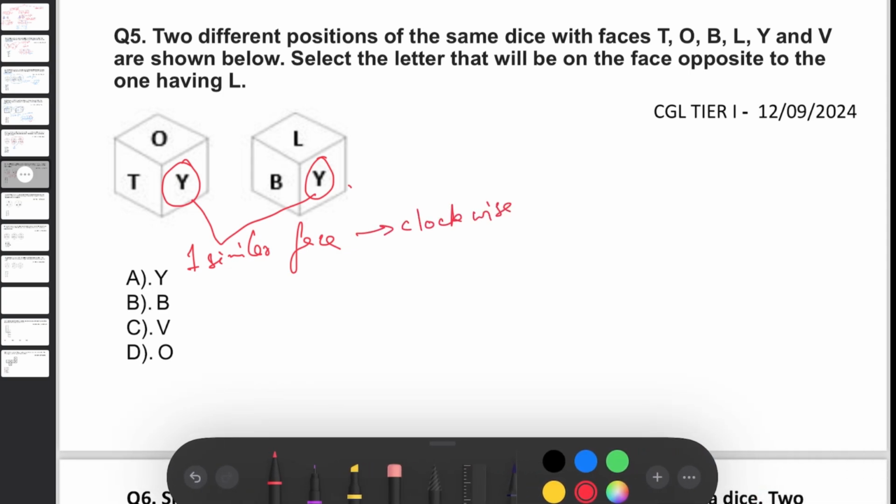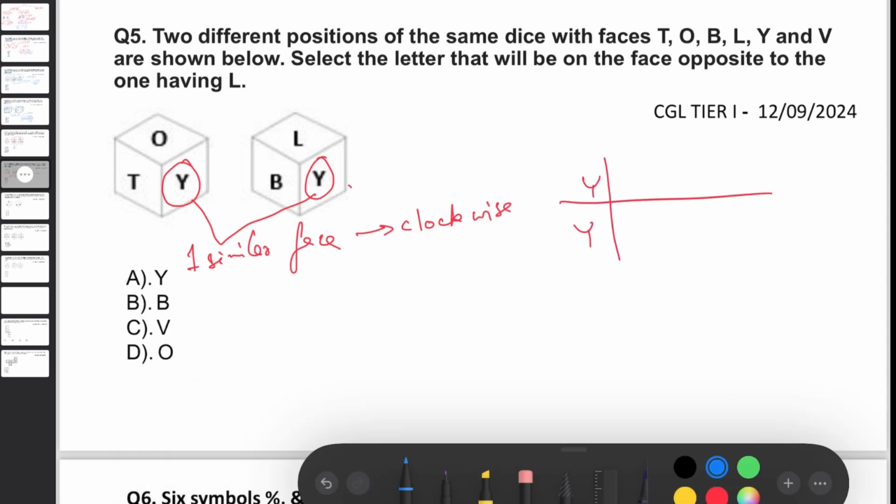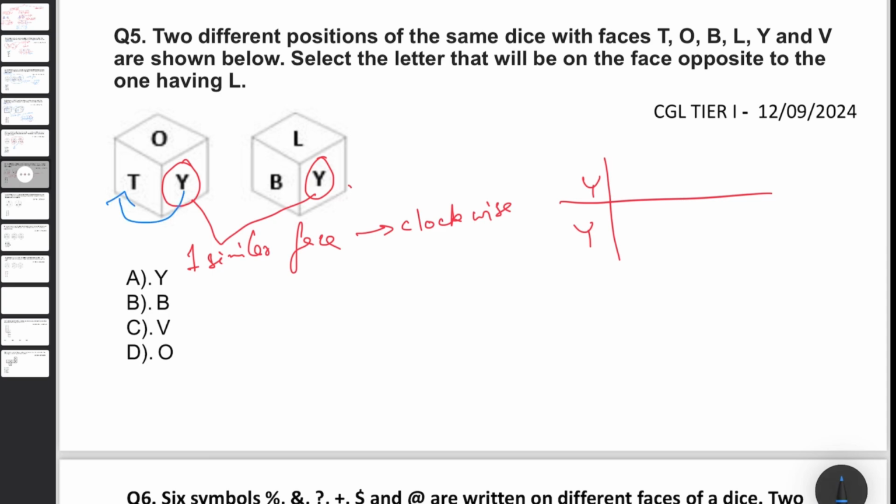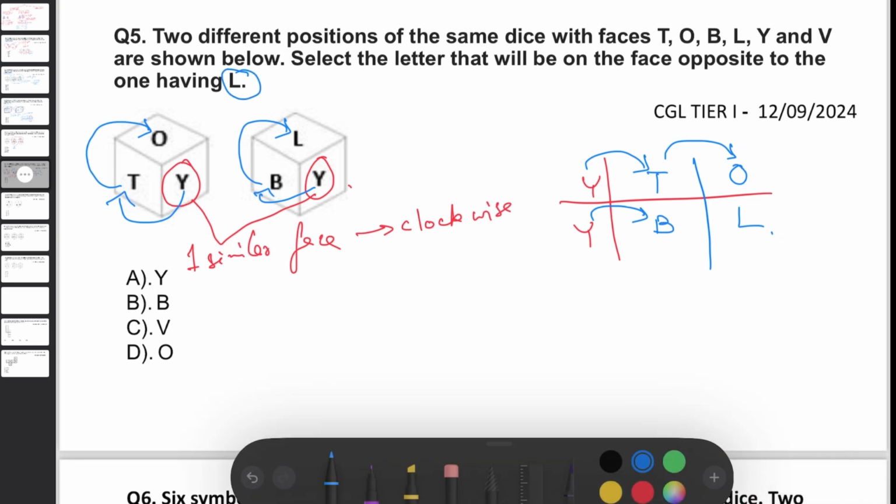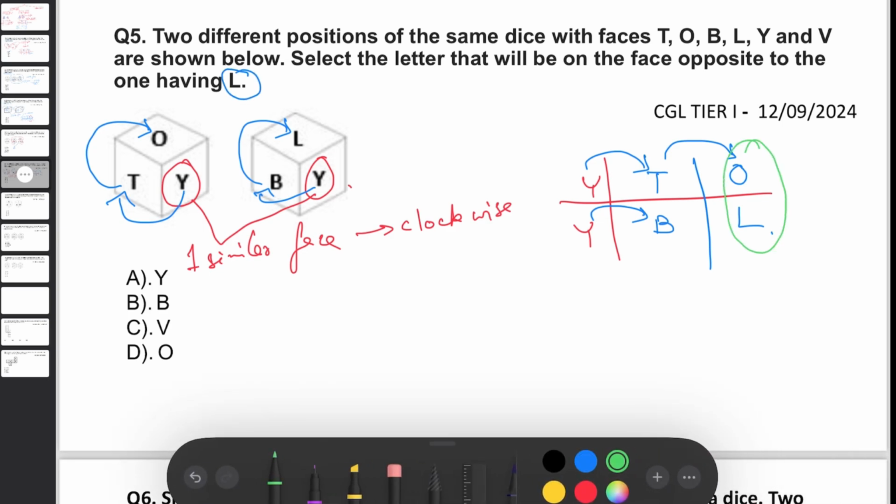Let me change the color. Y right here, Y right here. After Y it's T, so write T here. After Y it's B, so write B here. After T, O is here. After B, L is here. So see the question. The question says, what is the opposite face of L? The opposite face of L is O, obviously. So O is the answer.